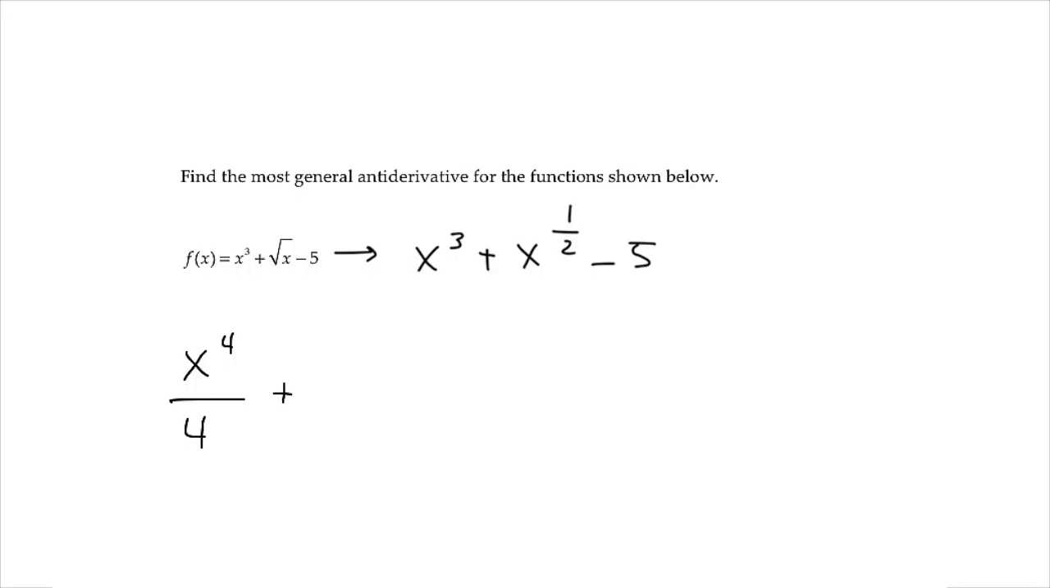Plus, let's take the x to the 1/2 and add 1 to it. Well, that's going to give us x to the what? Well, 1/2 plus 2/2 gives us 3/2. You have to kind of go to the side, do that, no big deal. And now I'm going to divide that by 3/2.